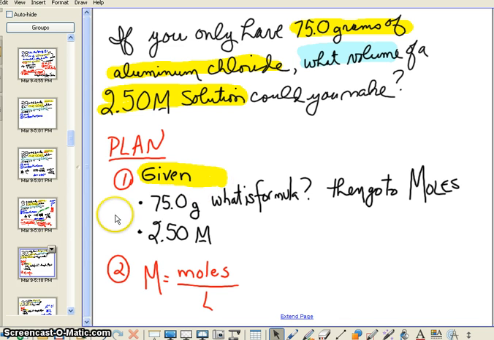Okay, so our plan is, first of all, if we're given 75 grams of aluminum chloride, do I know the formula of aluminum chloride? If I know the formula and I have the grams, can I go to moles? Absolutely. Once I know moles and I know molarity, can you find the liters? Do you see the plan? Again, you've got grams, you need the formula first, then you got to go to moles using the molar mass, then you can plug the necessary information into the equation and calculate the answer. Stop. Do this. Don't look at the answer.